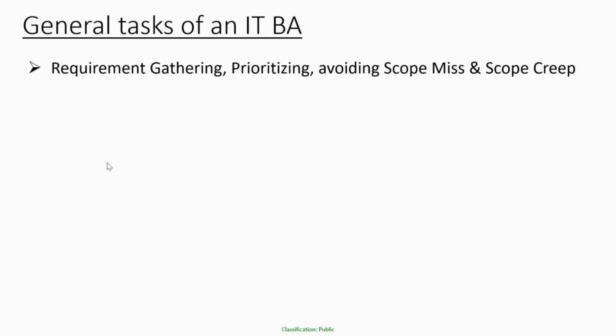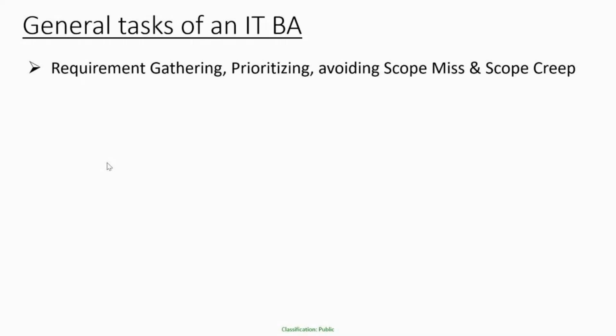First thing is, of course, by default requirement gathering. This is what the business analysts do. They interact with stakeholders, uncover the essential insights, analyze the business needs, and capture the detailed requirements. And that is pretty much straightforward. What is this next thing called prioritizing? Why is it important?